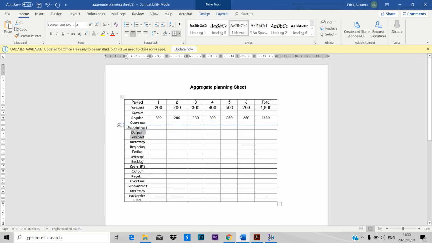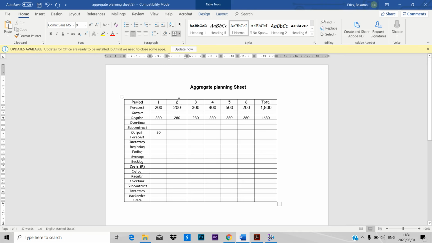So we don't go straight by filling the overtime. We start first by filling the output minus forecast. Those periods that will be negatives, that means we won't be able to match the inventory or to match the demand. That is only when we will need overtime. What does it mean? In the first period, the customer wanted 200 units, but in our stock we could produce 280 units, which is good because we will give all the 200 and we will be left with 80 additional units. 280 minus 200.